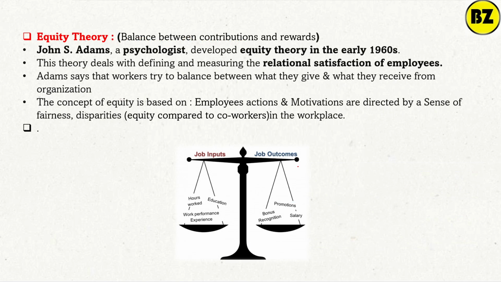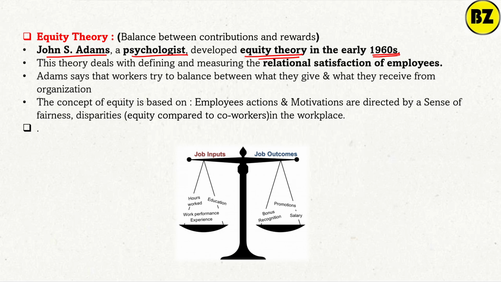So the next theory is equity theory. The name itself indicates it: equity means we have to maintain the equilibrium, the balance. Equity theory is simply the balance between the contribution and the reward. It means the balance between the work you are doing and what you are getting from the work. It may be the salary, right? John S. Adams, who was a psychologist, developed the equity theory in the early 1960s.